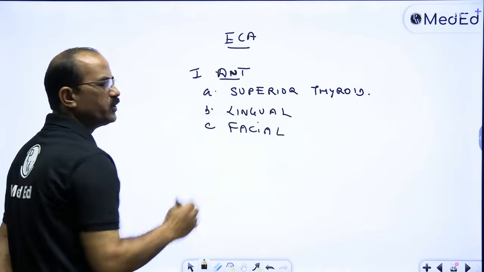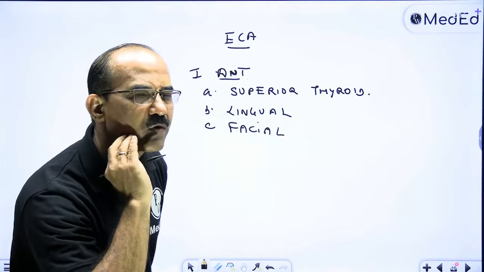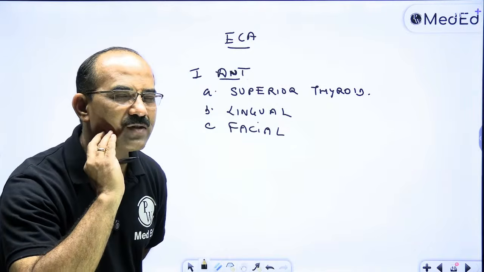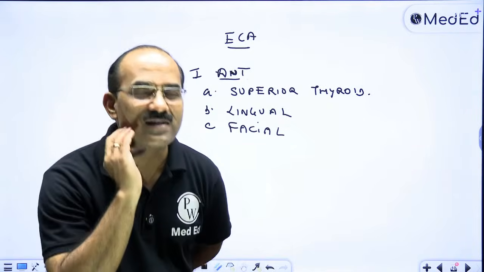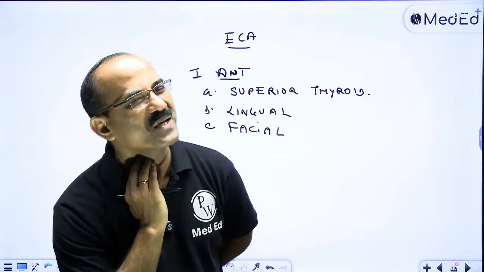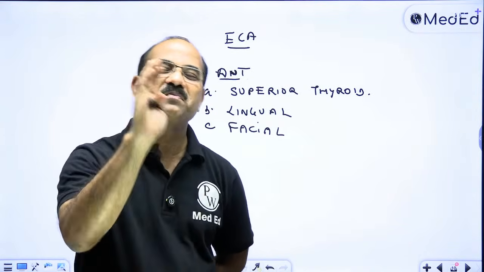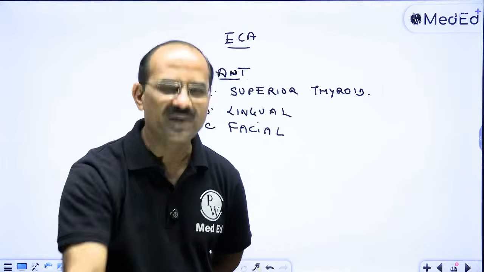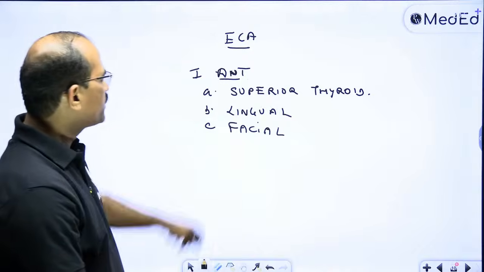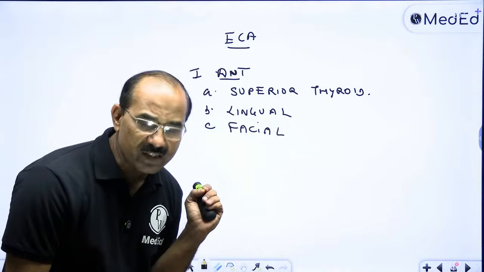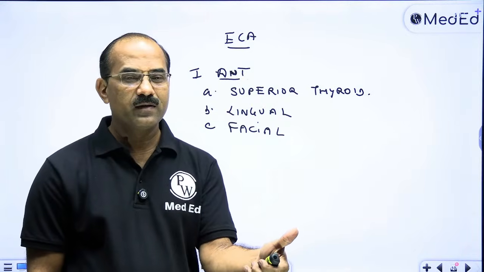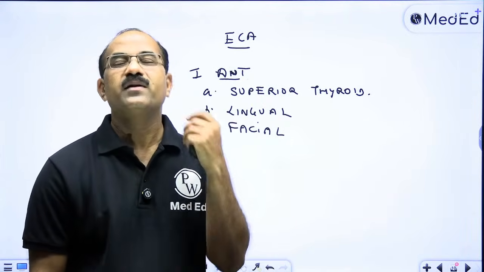Facial artery. Facial artery कहाँ पे feel करते हो? Anterior border of masseter. I'm so sorry, not sternocleidomastoid, that's common carotid. Anterior border of masseter पे क्या feel करते हो? Facial artery. Okay. Slip of tongue. Fine. So I know branches of external carotid. Anterior branches. The superior thyroid, the lingual, the facial.